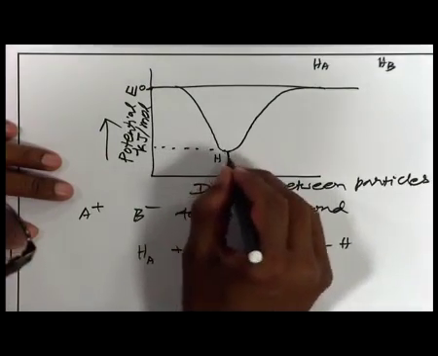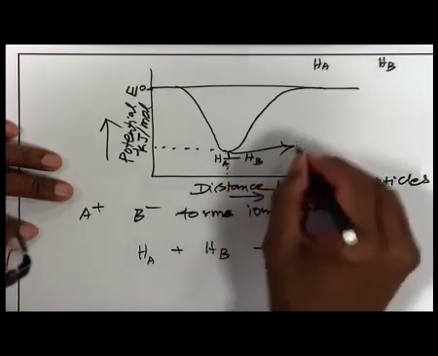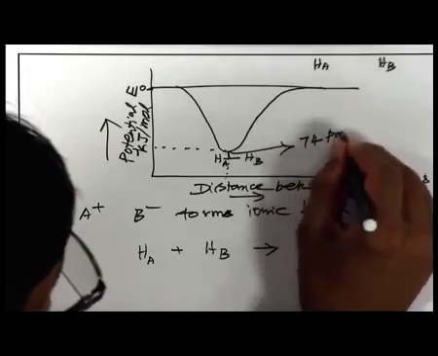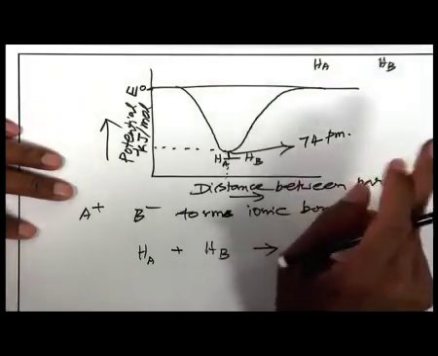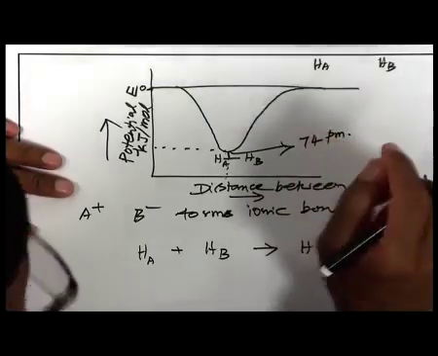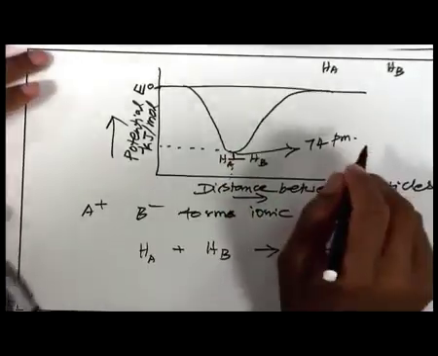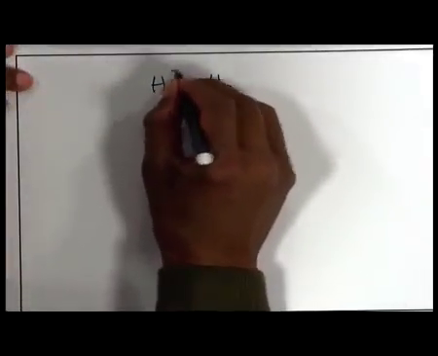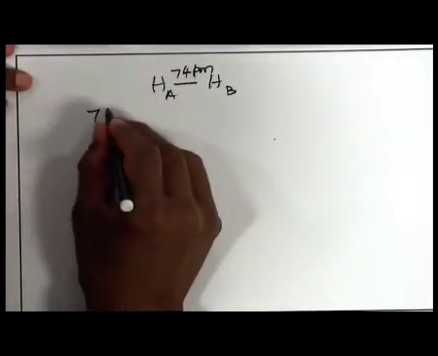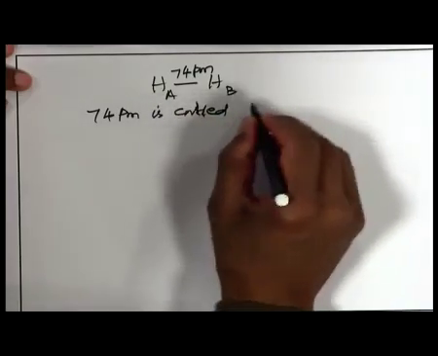The distance in this place, between H A and H B, corresponds to 74 picometer. So, any distance lower than this, for example 73 picometer, will be at higher energy compared to 74. So, that is the distance between the two hydrogen atoms. That distance is the so-called bond length. The distance is 74 picometer. So, 74 picometer is called the bond length.